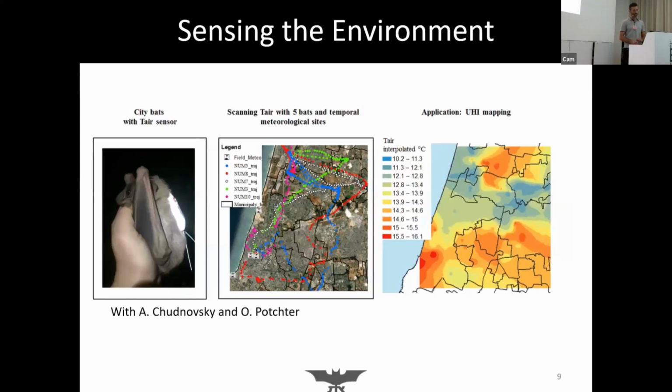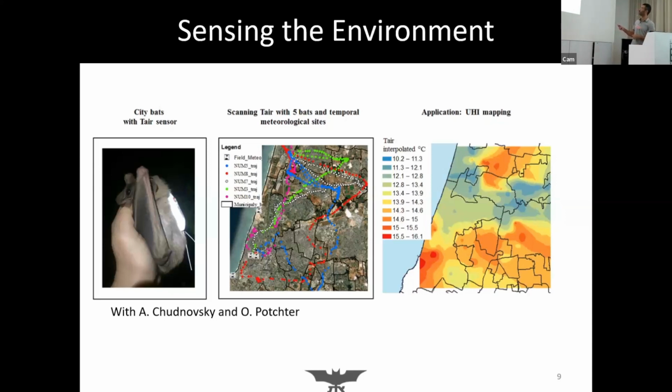And the last thing that I want to show you that we can measure on board the bat is the environment. So we can place different types of sensors on the animal itself in order to monitor its environment. So in this case, we use temperature sensors in order to examine the ambient temperature. And this was some collaboration we did with researchers from geography to show that we can use bats in order to recreate the heat island map of Tel Aviv. Okay, so we compare this to actual measurements that were done.